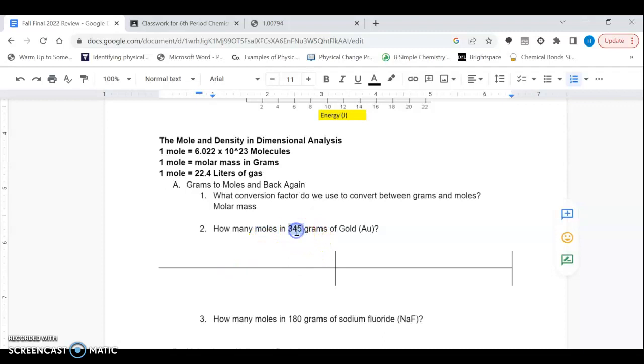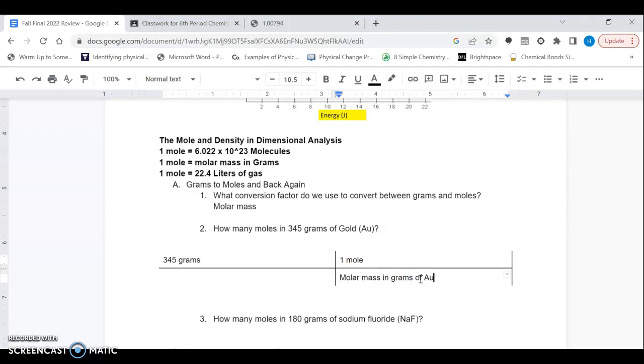Which one has the number with it? Well, 345 grams. So we're going to be starting here with 345 grams. That means that I know that the unit that is going here is grams. I do not know the number yet because that's the molar mass, and I'm going to have to go to the periodic table to find that. But I know that the unit of grams has to go here because the same principle of everything else. So the molar mass in grams of gold is going right here.